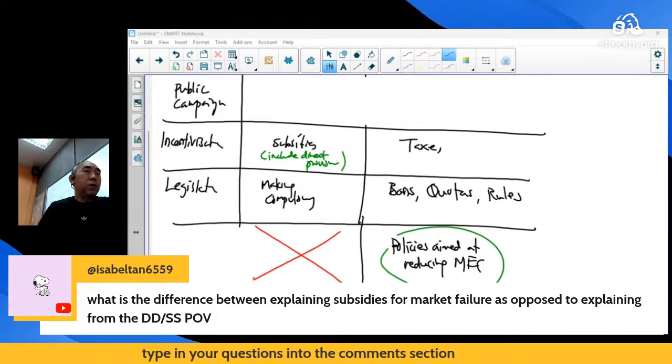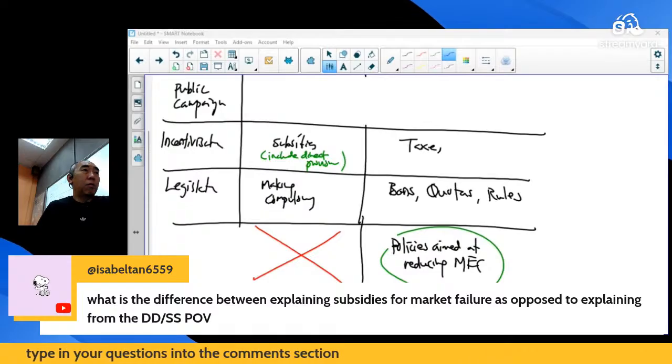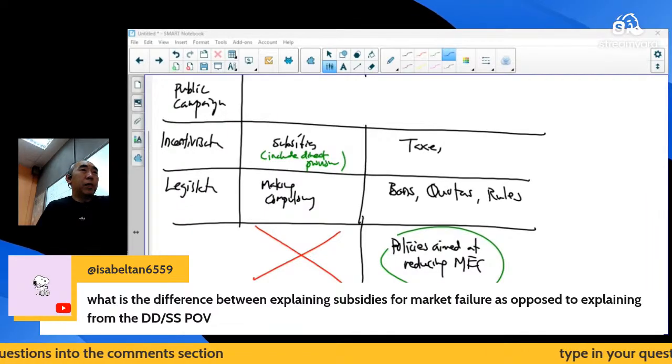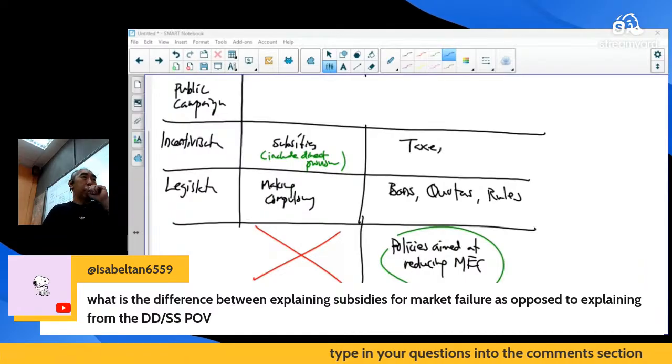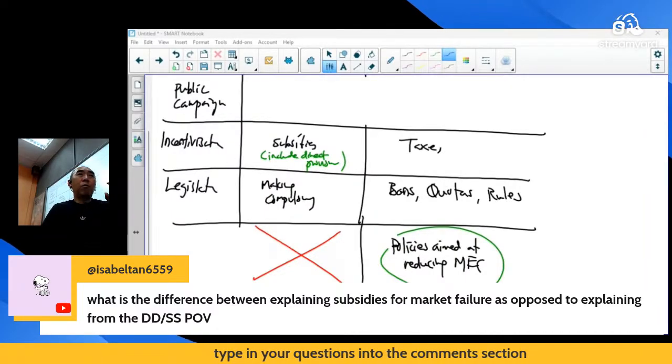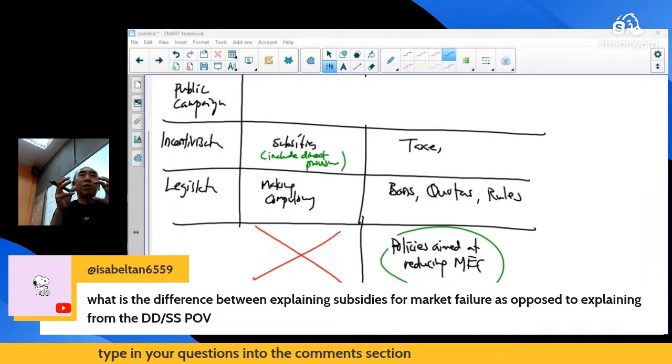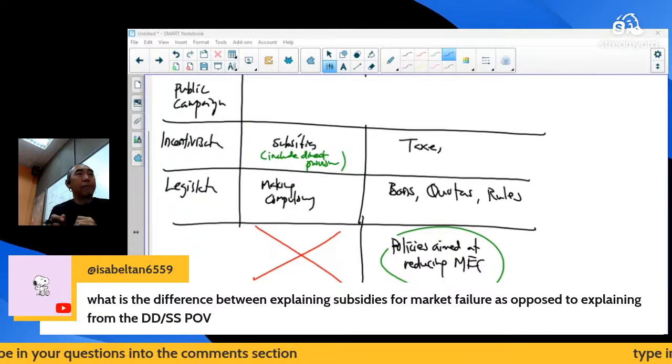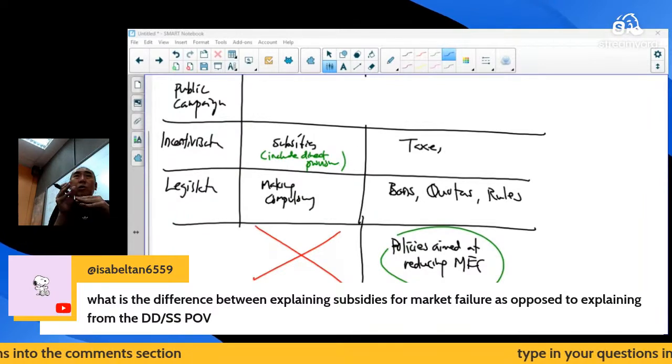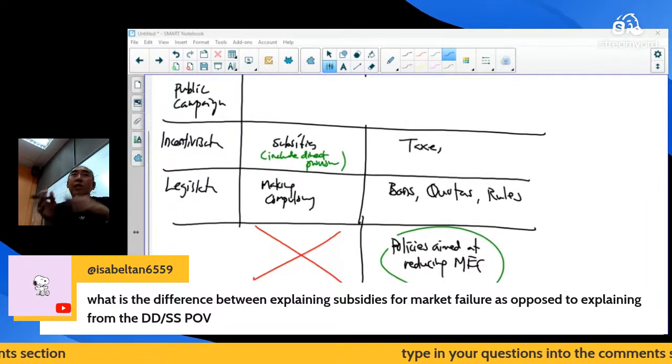What is the difference between explaining subsidies for market failure and explaining from DDSS point of view? Okay, very good question. Explaining from DDSS point of view, you're just trying to explain how the subsidy changes the outcome in the market, how the subsidy causes the quantity to increase and the price to fall.